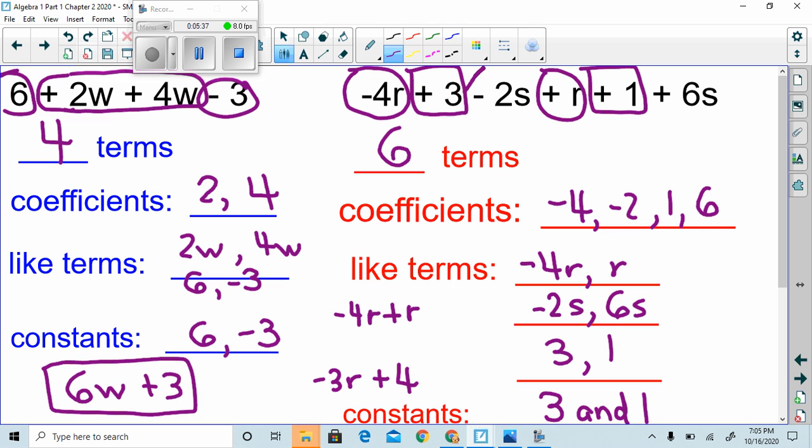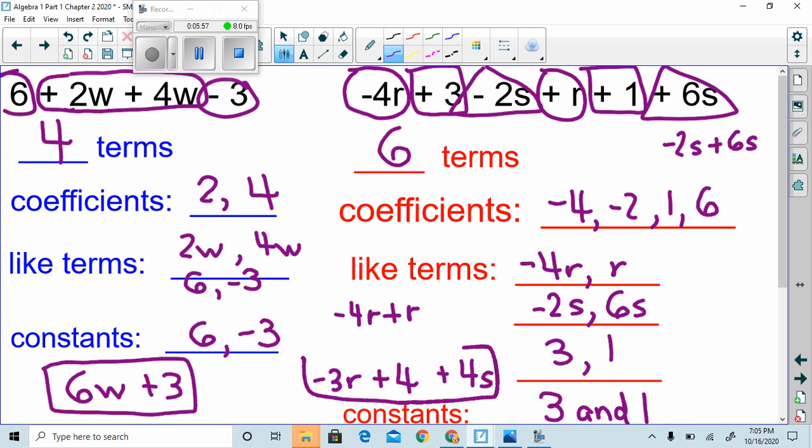And then I have a negative 2s plus 6s. Well, negative 2s plus 6s, unlike signs, subtract, keep the sign of the greater absolute value, gives me 4s. I have now simplified this expression. It's equivalent. I just neatened it up a little bit.